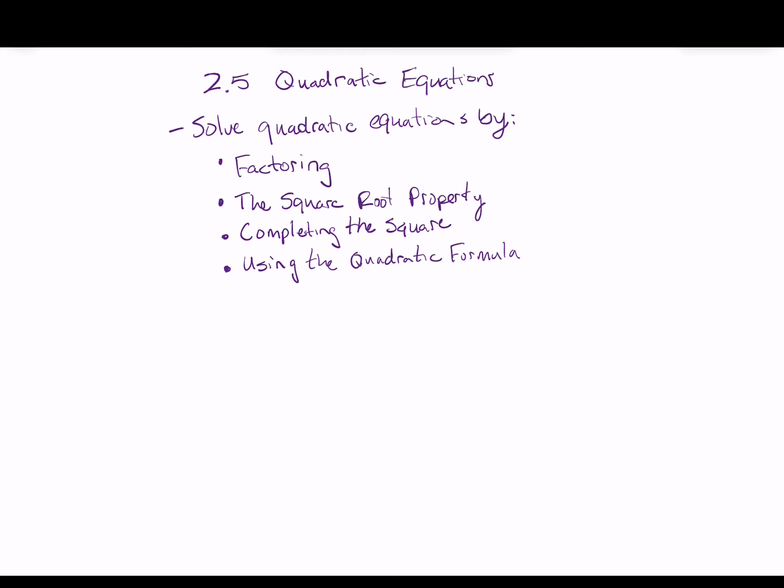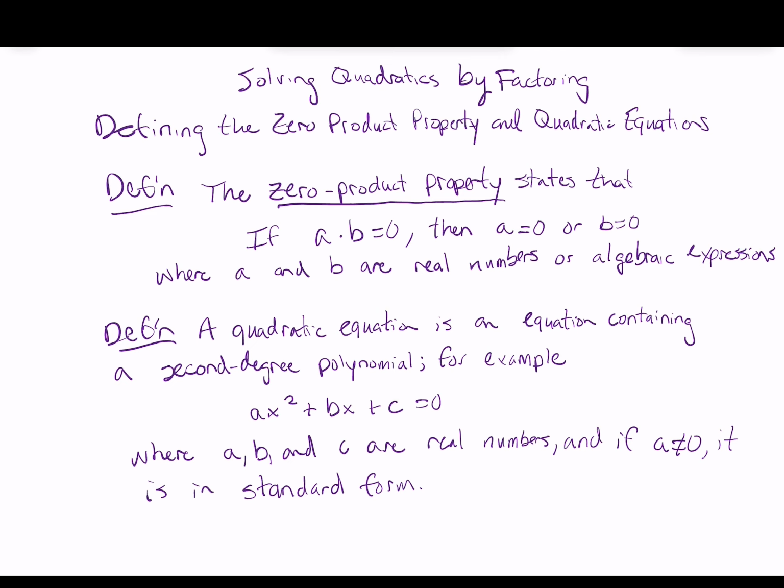Let's start with solving quadratic equations by factoring. To begin with, we first need to define the zero product property and quadratic equations. So first, the definition of the zero product property. The zero product property says that if we have the product of two numbers or algebraic expressions, A times B, equal to zero, then either A has to be zero or B has to be zero, or both. The only way we get the product of two things equal to zero is if one of those things is equal to zero.